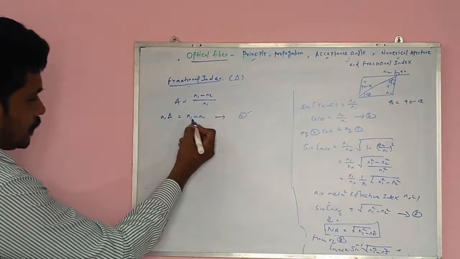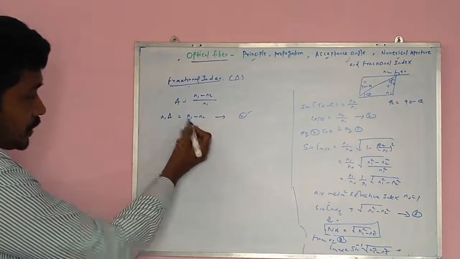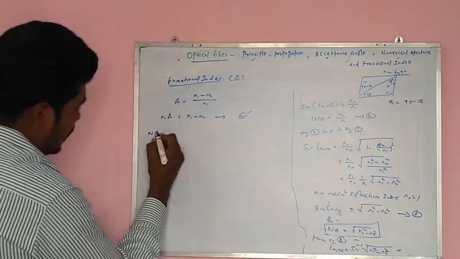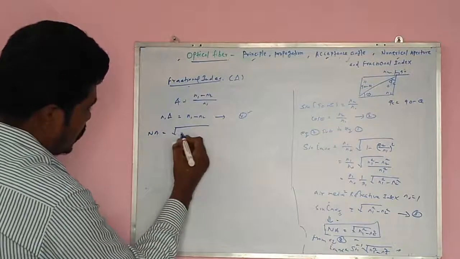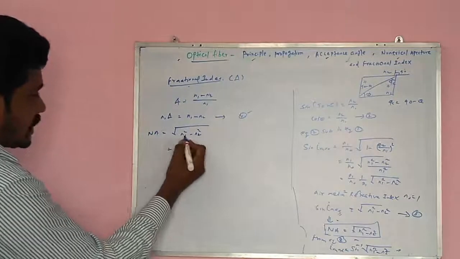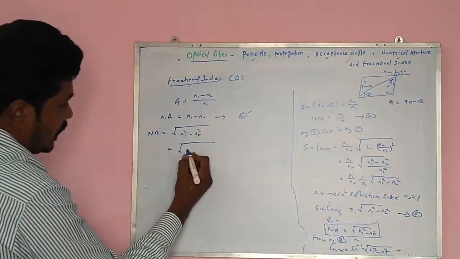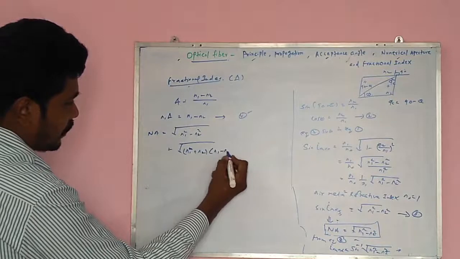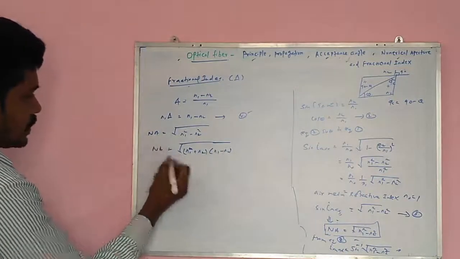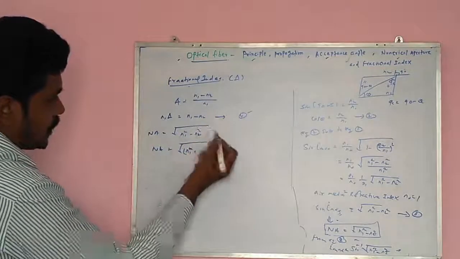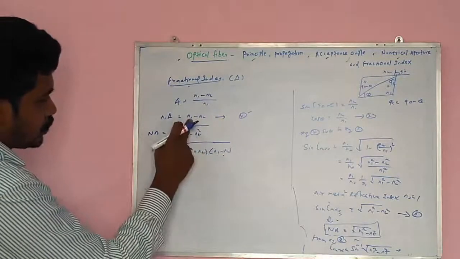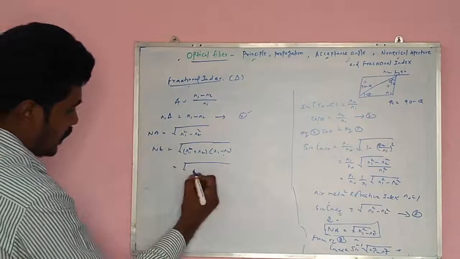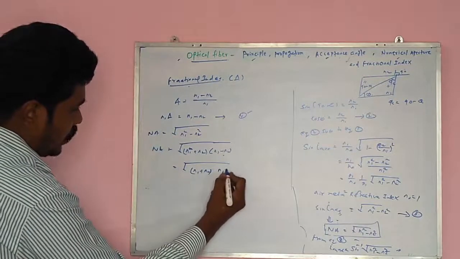We know that n1 is the core refractive index value and n2 is the cladding refractive index value. Apply this to the numerical aperture. We already know that numerical aperture is equal to root of n1 squared minus n2 squared. This is the a squared minus b squared formula, so root of n1 plus n2 into n1 minus n2, like a plus b into a minus b. Substituting equation number 4, n1 minus n2 is equal to n1 delta. So just replace it: root of n1 plus n2 into n1 delta.